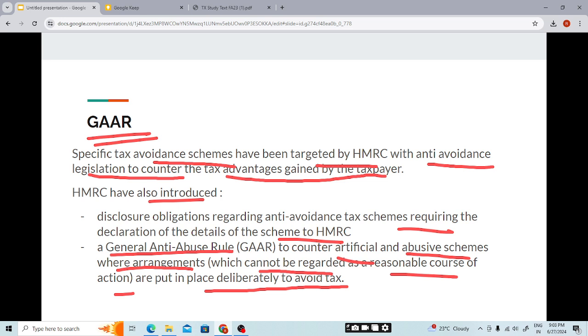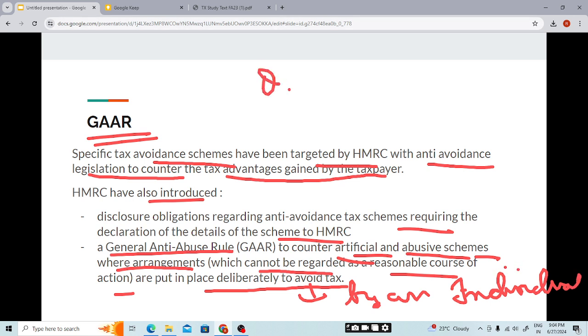And the general anti-abuse rule, the main aim of bringing it in, is to counter artificial and abusive schemes which lead to lower taxation or avoiding taxation by an individual. This you need to keep in mind. What is GAAR? You can get a question on it in the OT questions for 2 marks. So have a thorough reading. Not much in this. It is an anti-abuse rule.